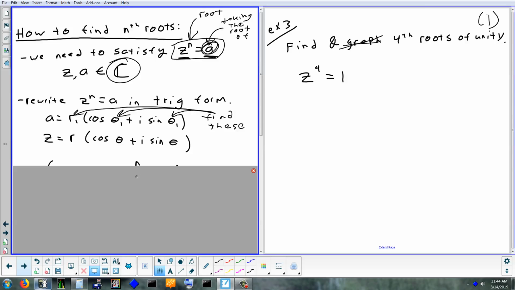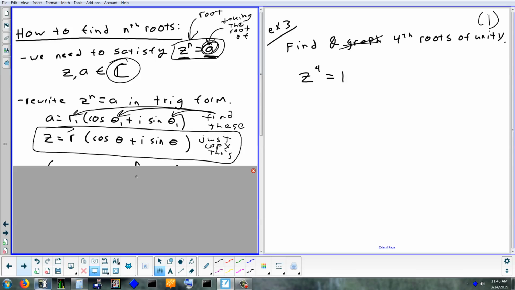How do you find them? That's what we learned yesterday. Use the Pythagorean theorem to get R. Use inverse tangent to get theta. So you have to find those. For Z, you put in exactly what you see right here. So just copy this part exactly the way you see it.